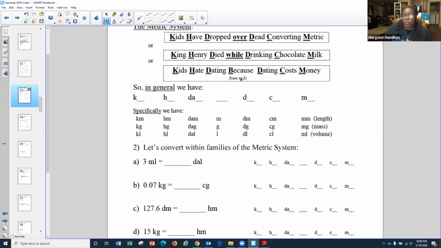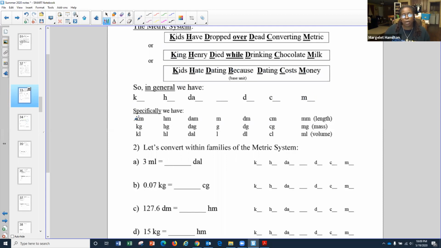So here's a good way of learning your metric system by coming up with a mnemonic yourself, or just using muscle memory. However you're going to do it, you need to learn this structure. So they've given you some ideas on how to do it. King Henry died while drinking chocolate milk. Of course he didn't, but hey. Kids hate dating because dating costs money. Yes, it does, but hey, it helps, right? So thinking about the leading letters here will help you to make sure you know what the structure of your metric system is.